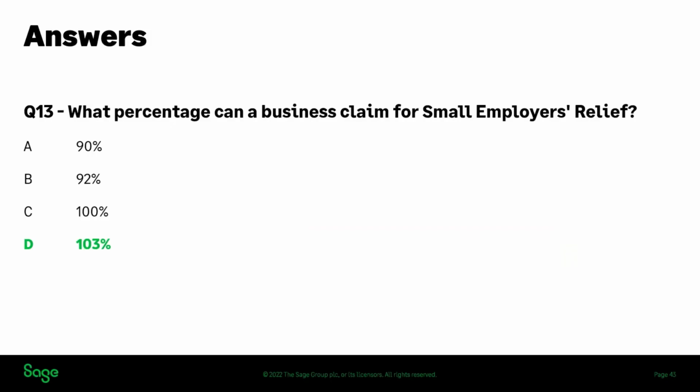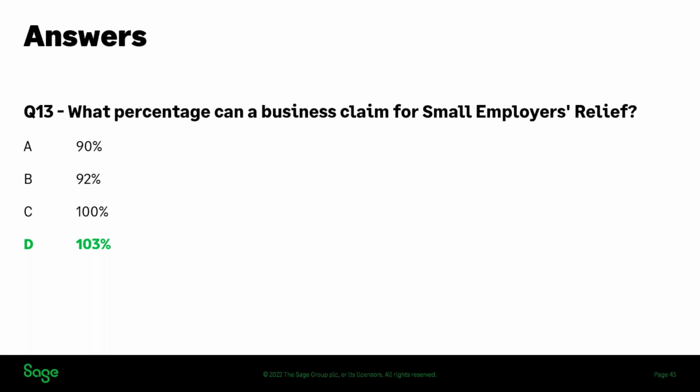So the answer is indeed 103% for a small employer. You qualify for small employers relief if your total national insurance contributions were £45,000 or less in the tax year prior to your qualifying week. And it's 100% of the statutory payment you're reclaiming, plus a further 3% NI compensation. So that's your total of 103%.